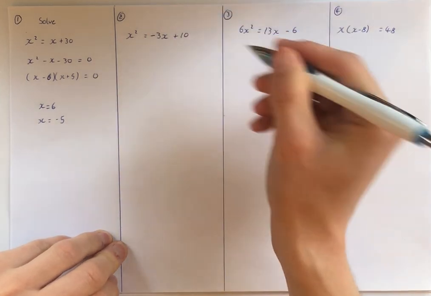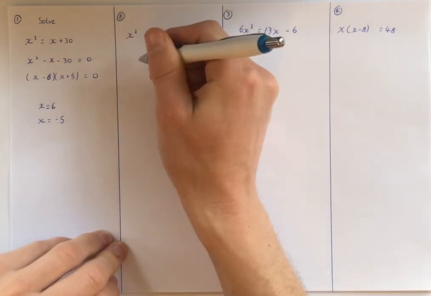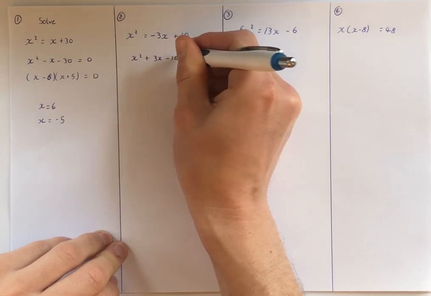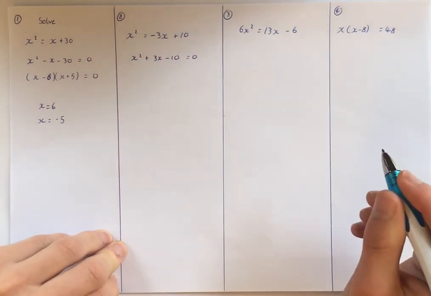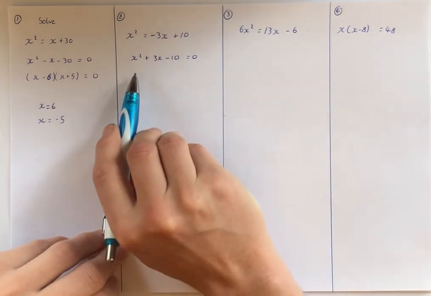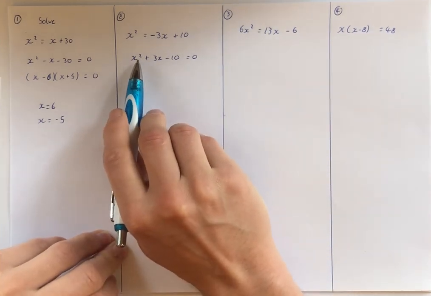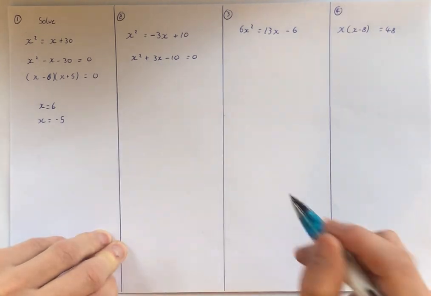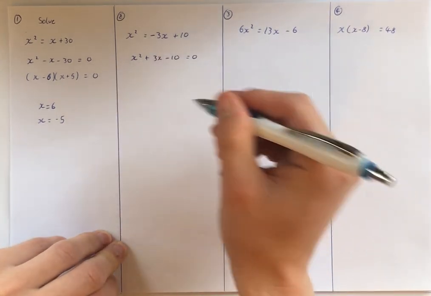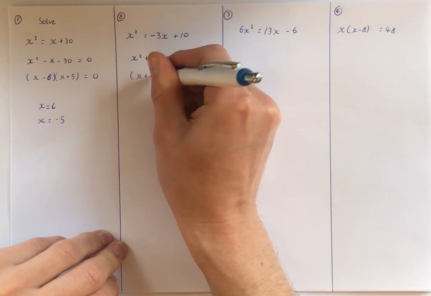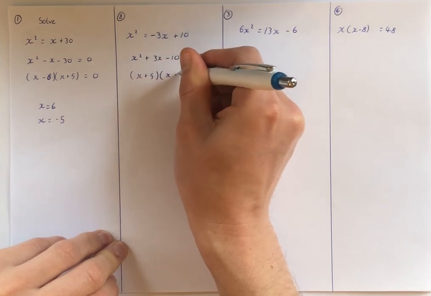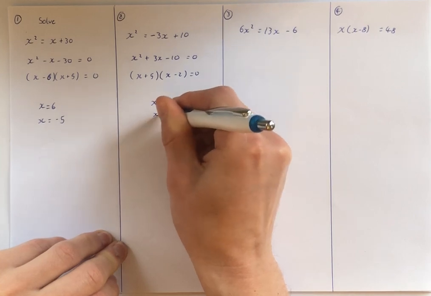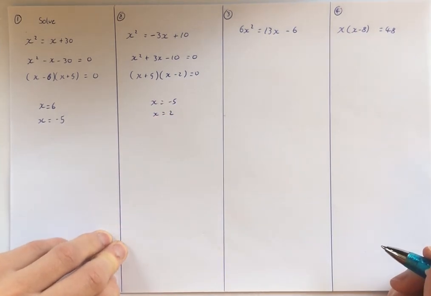Second question, we need this to equal 0, so we're going to add 3x to both sides, since that's negative 3x. And we're going to subtract 10 from both sides. That's equal to 0. So what we want is we want that to go x squared, x, constant every time. Now we can factorize. Factors of negative 10 that add to 3. Positive 5 and negative 2. So our solutions are negative 5 and 2.